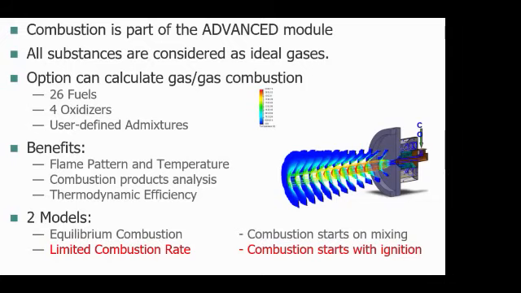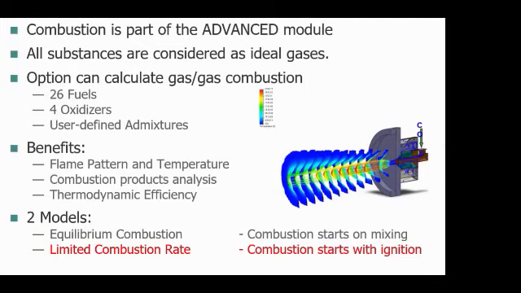Some of the details for combustion modeling can be seen here, such as the ideal gas requirement and fuels and oxidizers available. Users create their own mixtures from a range of predefined materials in the combustion library. The benefits of combustion modeling are that the flame shape can be determined and optimized. Combustion products can be determined for emissions regulations, and the overall burner efficiency can be analyzed.